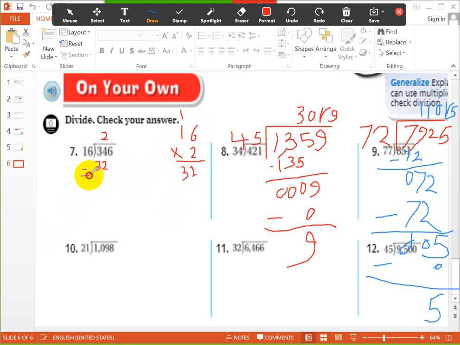Now we will subtract. 4 minus 2 equals 2. 3 minus 3 equals 0. Now I will regroup the number. I will take the 6 and put it right here.